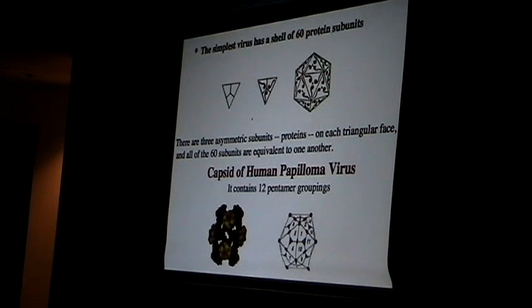You hear about this virus a lot in the news these days because it's a cancer-causing virus. This unit in this virus is called a capsomere. In this case, it's called a pentamer because it's a grouping of five. It has five protein subunits. So we have 12 pentamers, so 60 protein subunits like this one. So the smallest viruses need 60 protein subunits.